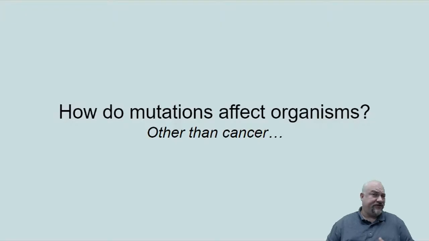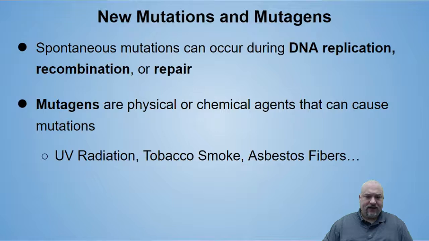So let's start talking about how mutations affect organisms, other than things like cancer and genetic diseases and things. So new mutations and mutagens. Spontaneous mutations can occur during DNA replication. When you're making copies of the DNA, you can just make a mistake. It doesn't happen often, and we often repair it, but it can happen.